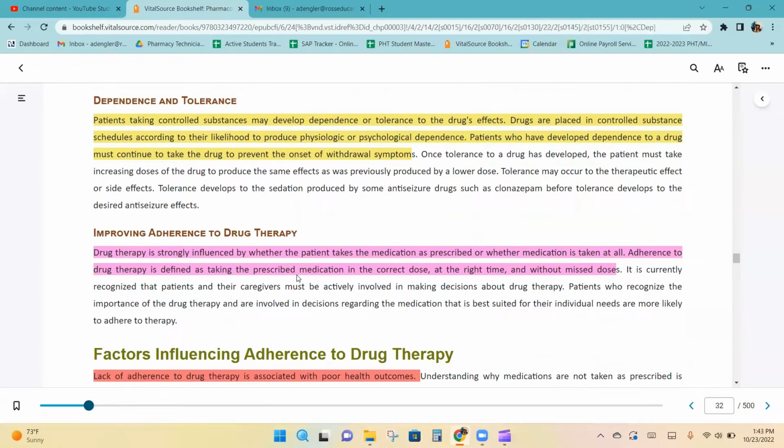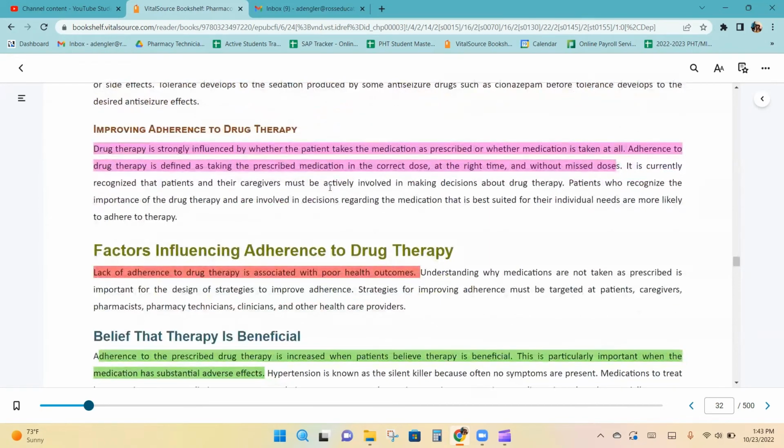Patients taking controlled substances may develop dependence or tolerance to the drug's effects. Drugs are placed in controlled substance schedules according to their likelihood to produce physiologic or psychological dependence. Patients who have developed dependence to a drug must continue to take the drug to prevent the onset of withdrawal symptoms. Drug therapy is strongly influenced by whether the patient takes the medication as prescribed or whether medication is taken at all. Adherence to drug therapy is defined as taking the prescribed medication in the correct dose at the right time and without missed doses.